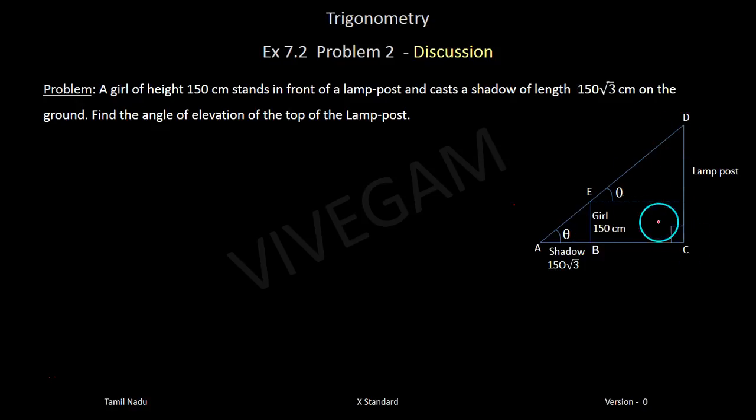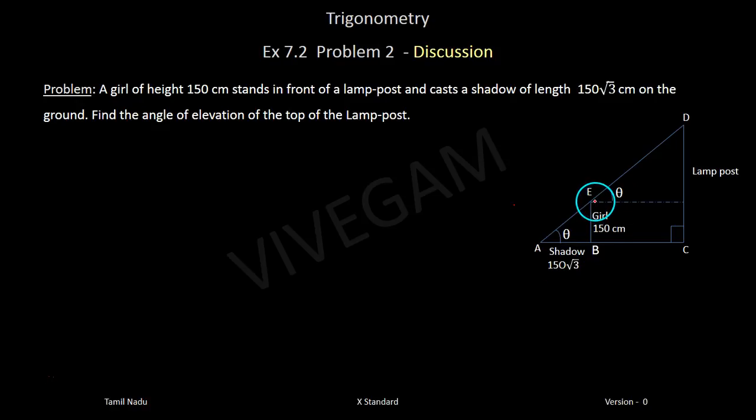So this is a lamp post, this is a girl, and this is the ground level. And if you want a shadow, you have to connect or find out the extreme points actually. The head and the foot are the two ends of the girl, right? So this is on the ground, so the shadow starts here. And where will the head fall? So you have to see the top of the lamp post, connect the line to the head of the girl, and extend it to the ground level. So that will be the shadow. So this will be the shadow on the ground level, and that is given as 150 root 3.